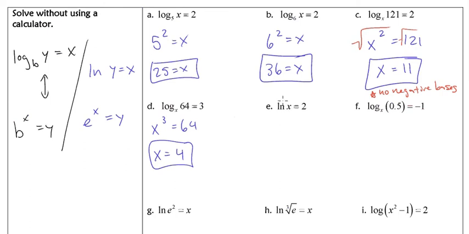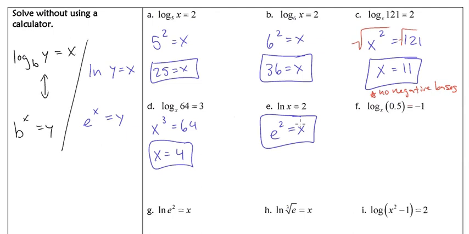The natural log of x equals 2. And so remember, natural log is a base e. So e squared is equal to x. And now, what is e squared? If you had your calculator, you could figure that out. But if it's solving without a calculator, that is as far as you can go. So x equals e squared.